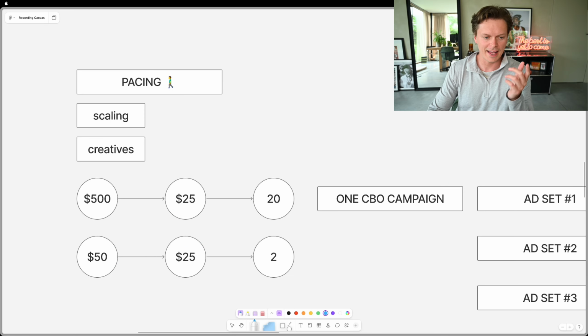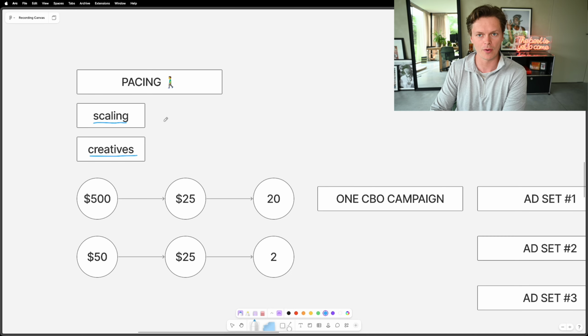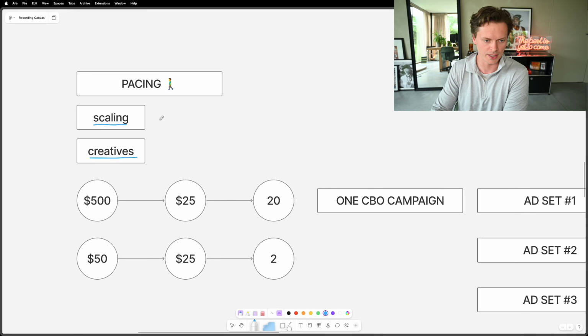And then as a last concept, you have the term pacing. Pacing is really important when it comes to 2 different factors of your ads. Number 1, scaling, and number 2, your creatives. They are both going to be influenced by your budget, and it's also something you need to know before starting your advertising on a small account, right? So let's first talk about scaling.